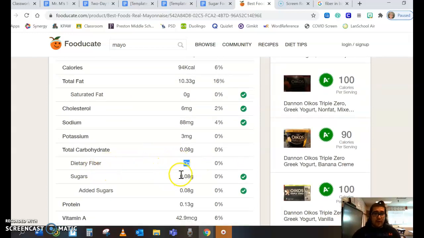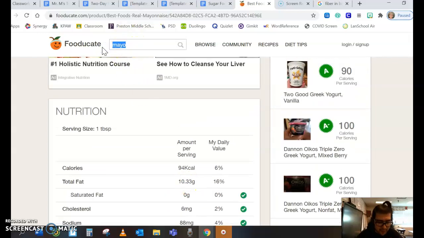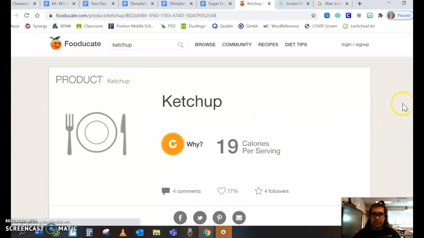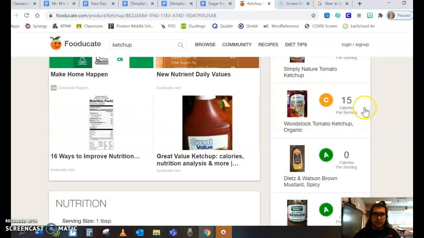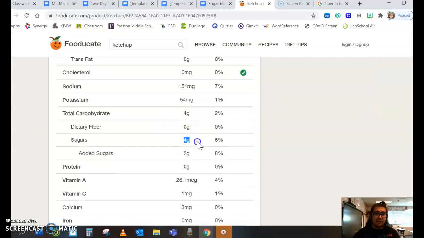There's no fiber, and there's hardly any sugar in mayo, so there's not much to worry about. But something like ketchup, for a tablespoon, again about the same amount. Yeah, 1 tablespoon. It's going to have 4 grams of total sugar and 2 grams of added sugar. And we're looking at the total sugars. Because, again, you ate this, so you did get those 4 grams of sugar. We're not just going to do the added sugars. We're going to do every single bit of sugar.